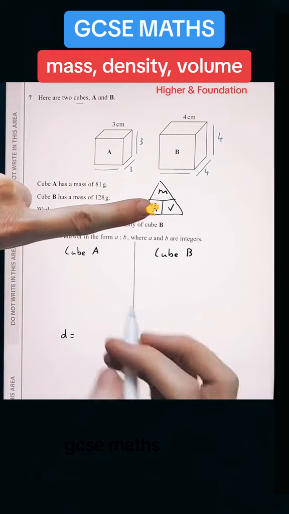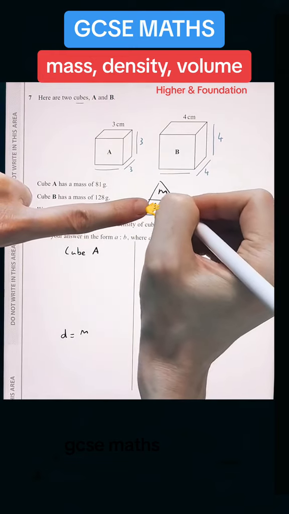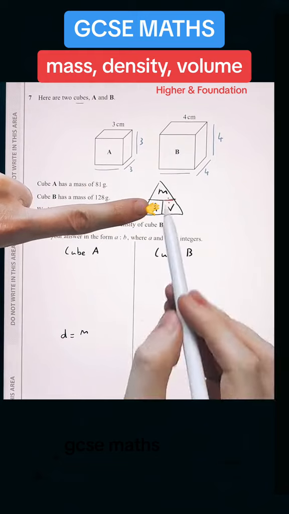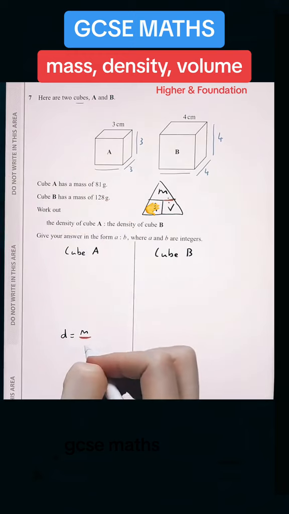So on the top here, I've got M, which is my mass. I should know that a horizontal line in a formula triangle means divide. So therefore, density is mass divided by, on the bottom is V, and V stands for our volume.